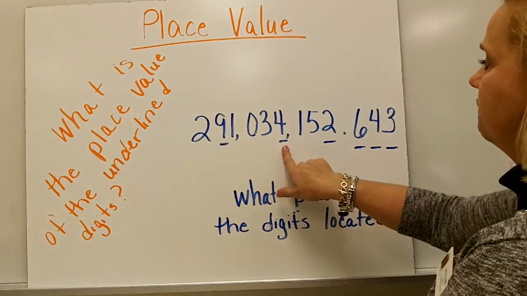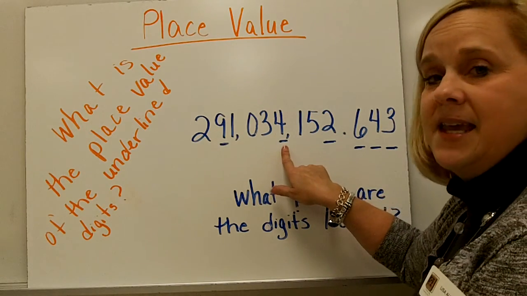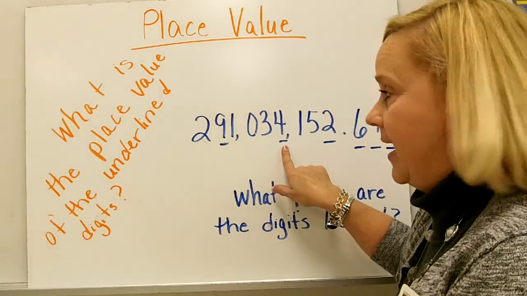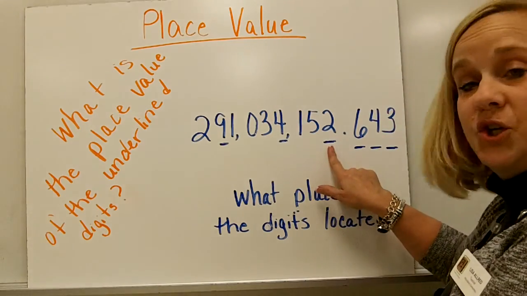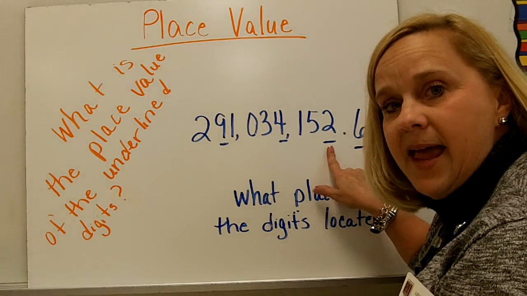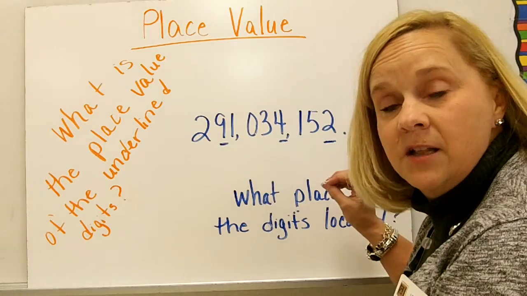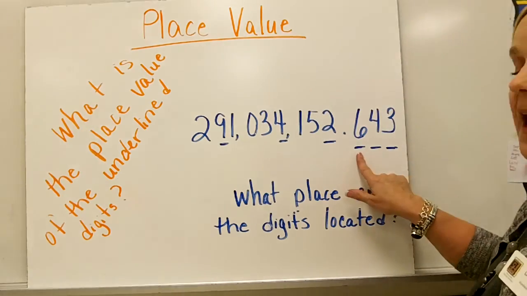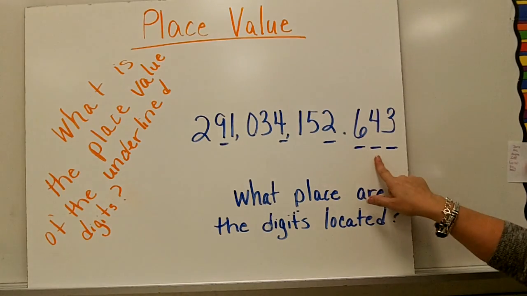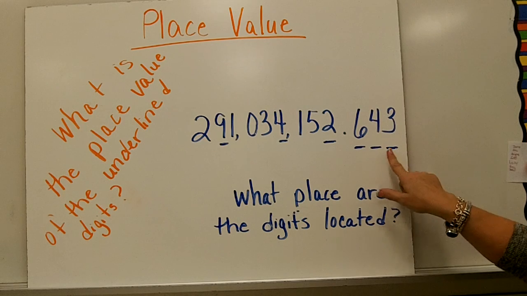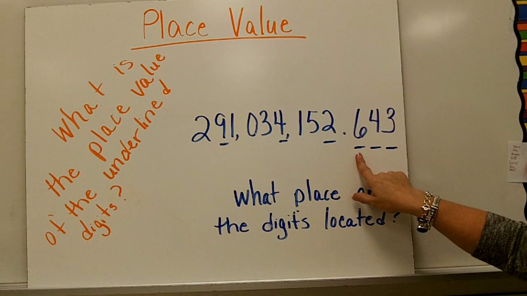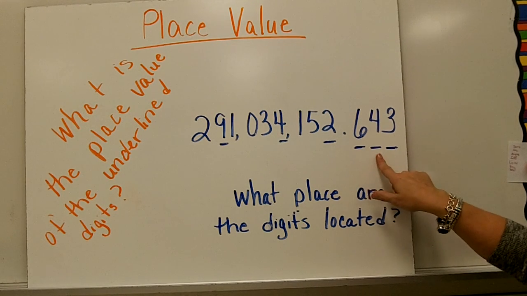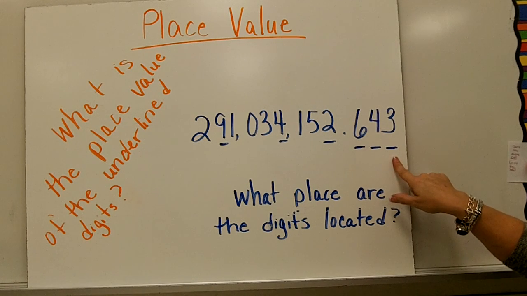All right, look at my digit 4. My 4 is in the thousands place. My 2 is in the ones place. Now let's specifically look at the decimals. I underlined my 6, my 4, and my 3. This is the tenths place. The 4 is in the hundredths place. And the 3 is in the thousandths place.